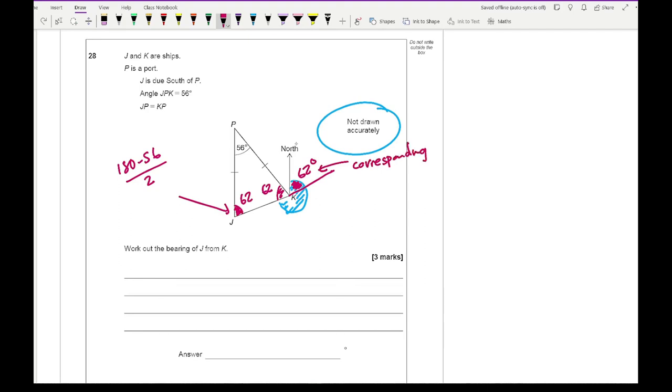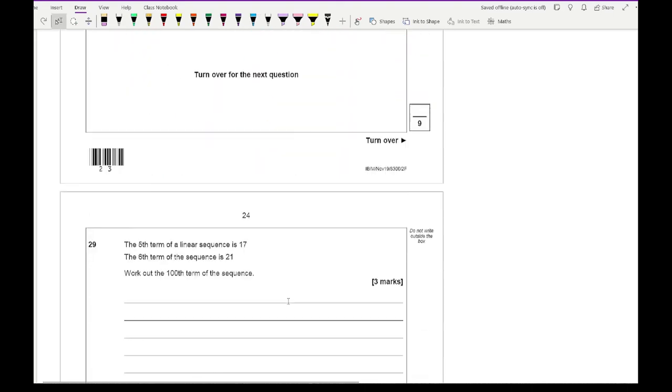So to work out what this blue angle is going to be, it's going to be 62 plus 180. So again, adding those numbers up, I'm going to get an answer of 242 degrees. And again, just double checking, we're going in clockwise directions, a 3-digit number, so we are all good.